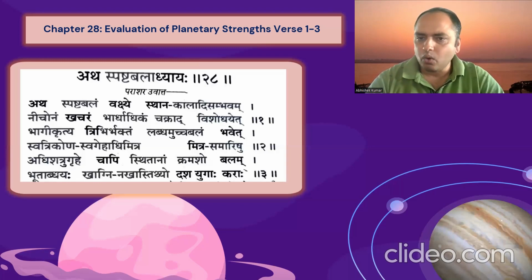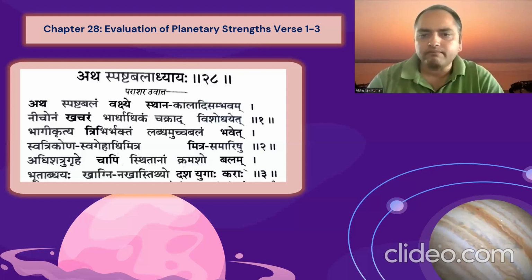Own sign, own house, own Rasi, he will get 30 Virupa. Adhimitra, he will get 20 Virupa. Then mitra, friend, he will get 15 Virupa. Neutral, he will get 10 Virupa. Enemy sign, inimical sign, he will get 4 Virupa. And in extremely enemy, Adhisatru, he will get 2 Virupa.